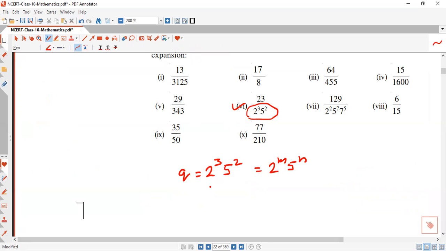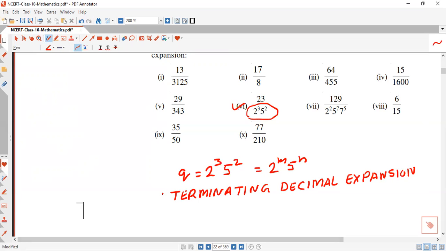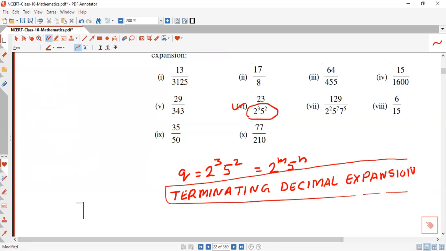So naturally, the number has a terminating decimal expansion. So this is the answer of this question.